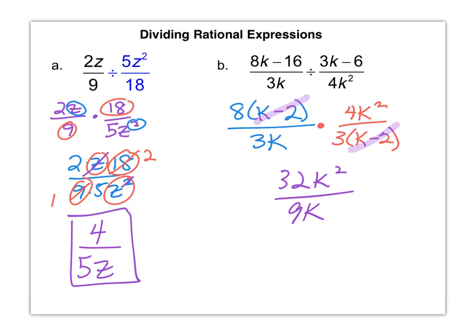There's a greatest common factor of k in the numerator and the denominator. So one of the k's of the k squared in the numerator will divide out with the k in the denominator. So we can end up with 32k over 9 as our simplified rational expression.